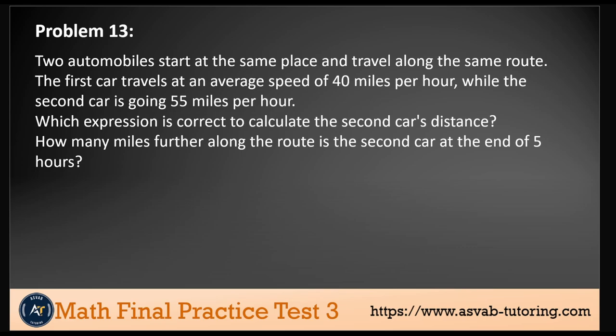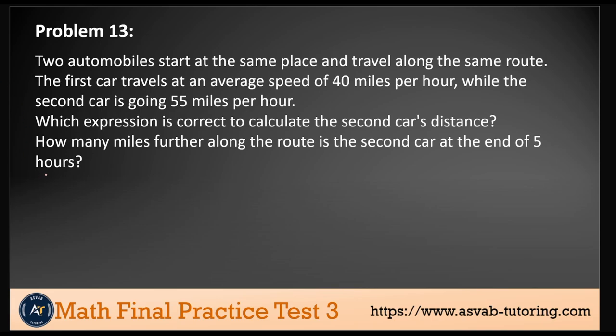Problem 13. Two automobiles start at the same place and travel along the same route. The first car travels at an average rate, average speed of 40 miles per hour. Technically still correct, it is still rate. While the second car is going 55 miles per hour. Which expression is correct to calculate the second car's distance? And how many miles further along the route is the second car at the end of the 5 hours?